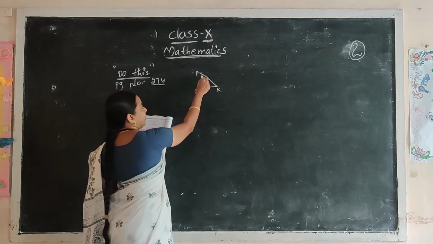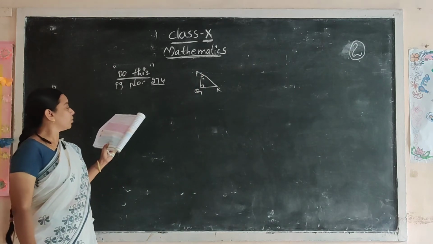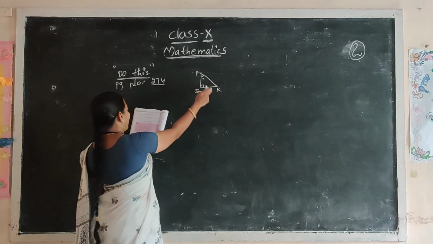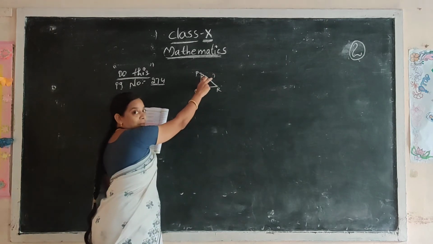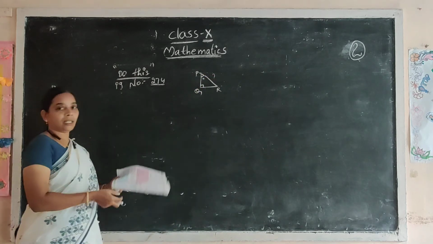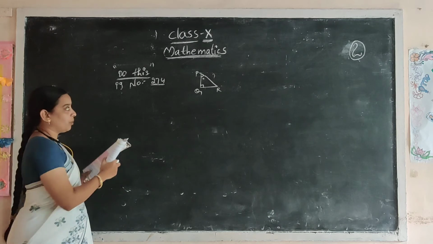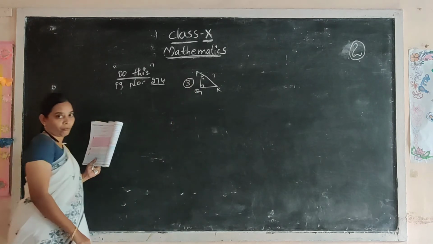But angle P is x, so here you mention x. PQ measurement is given and QR measurement is given, so the hypotenuse is not given. Using the Pythagoras theorem you have to calculate this side. After that, sin x and cos x, same process. So this is sum number 3, which is taken as homework.